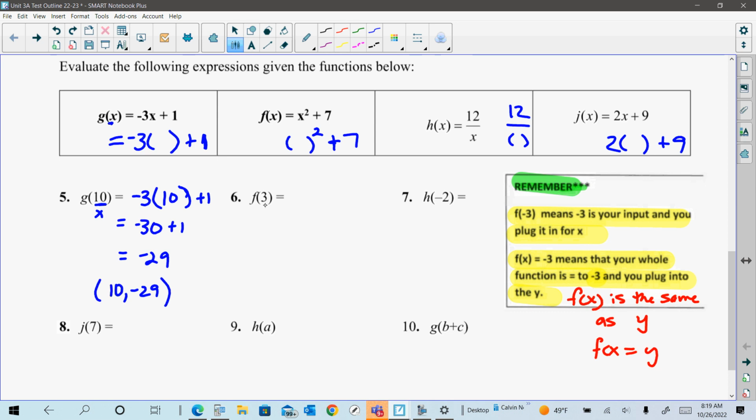Now they were asking for f of x, so now I have to use this expression. Make sure you're following your order of operations. So this would be parentheses 3 squared plus 7. You need to do your exponent first. So that gives you 9. Then add the 7. We get 16. The ordered pair would be 3, comma, 16.